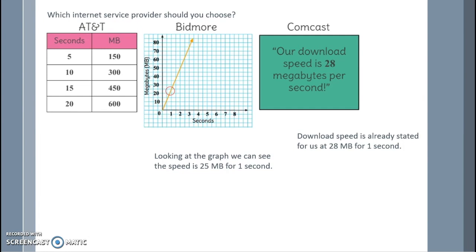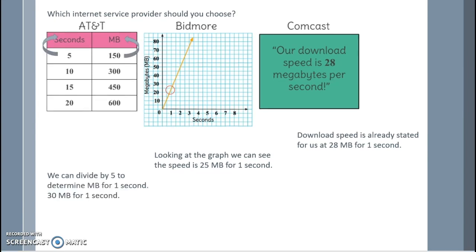Right, let's look at AT&T then. I can see then that I don't have a 1 megabyte listed. So unlike the other ones, which were nice and easy to pull, what we can do is take 5 divided by 5 and 150 divided by 5 to get how much is for 1 second. So 150 divided by 5 is 30 megabytes for 1 second. So now when I compare the companies, the best deal would be the fastest speed. Our fastest speed is with AT&T. Now, we don't quite know how much it costs for AT&T, but this is what they offer per speed.